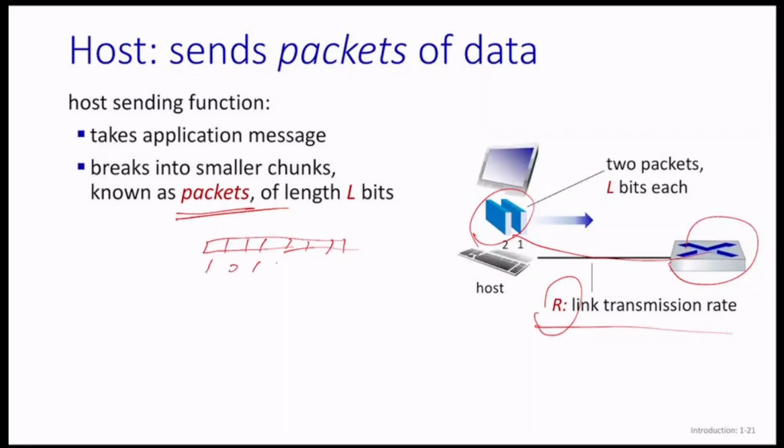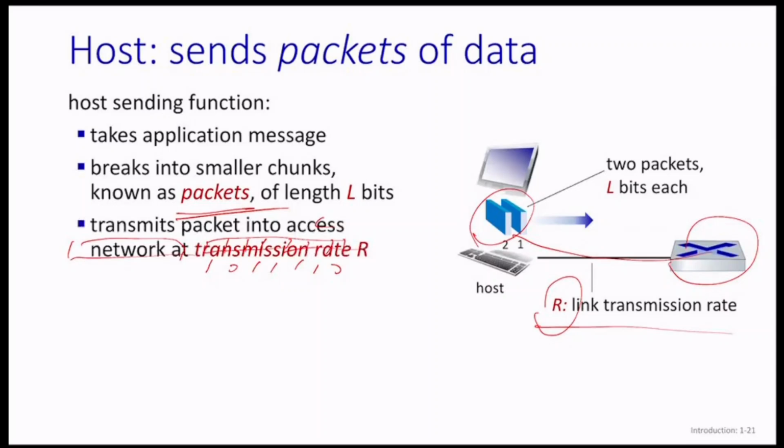10111110, L bits. And if we have more data, this is the first packet, and there is also a second packet here. Then we deliver one packet at a time from one node to another node.